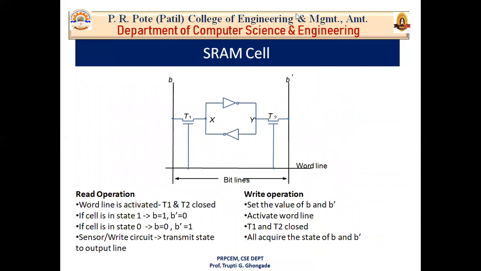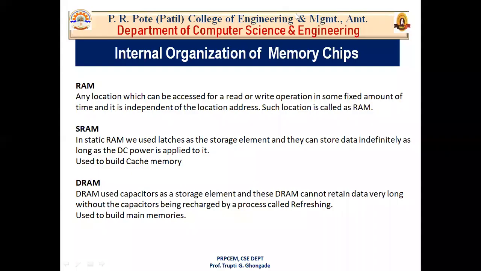First, we will see the definitions. What is the definition of RAM? Any location which can be accessed for a read or write operation in some fixed amount of time, and it is independent of the location address. Such a location is called RAM, that is random access memory.